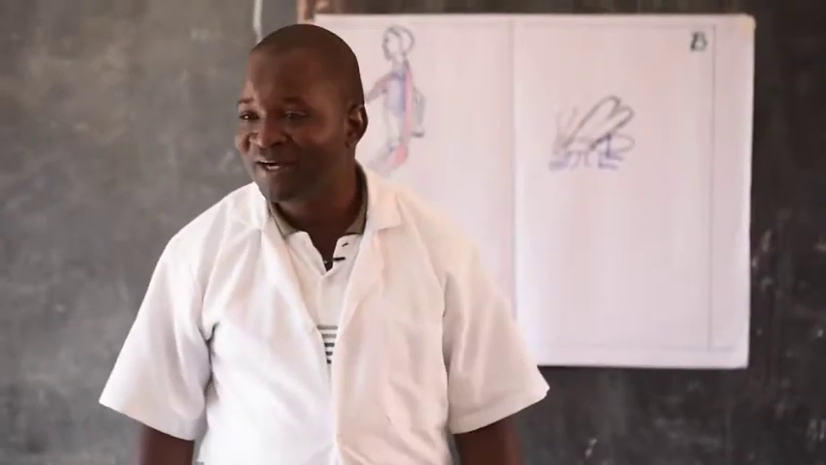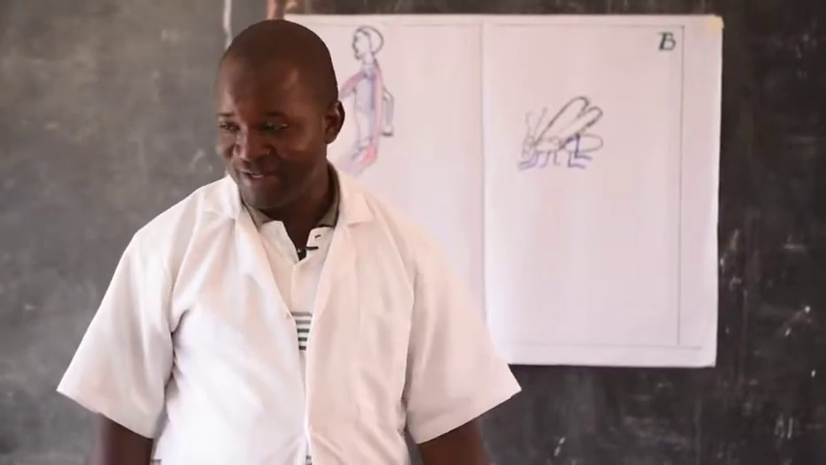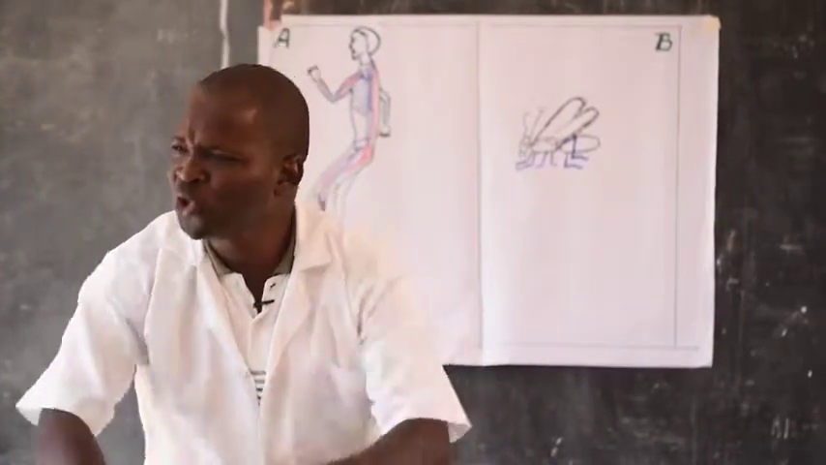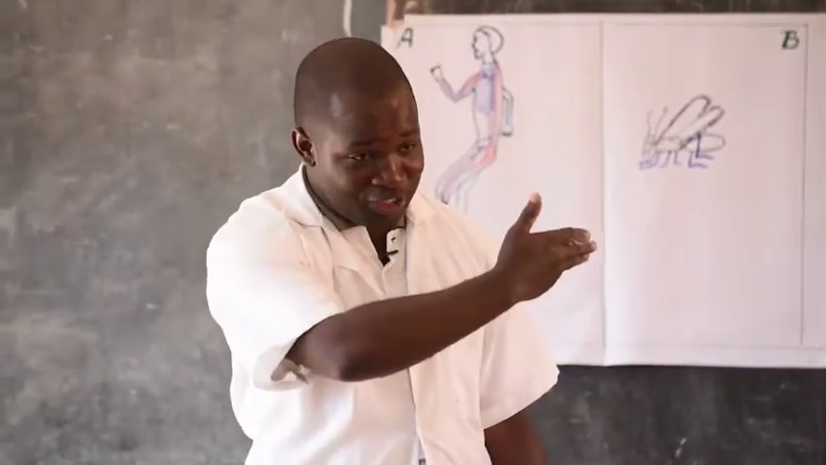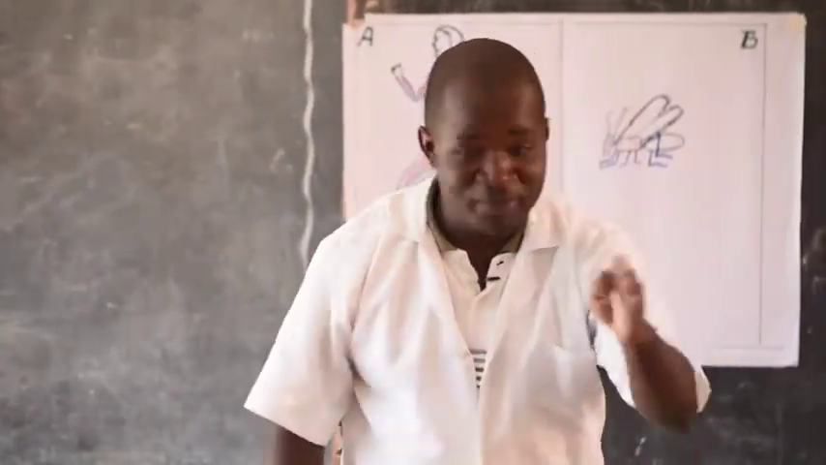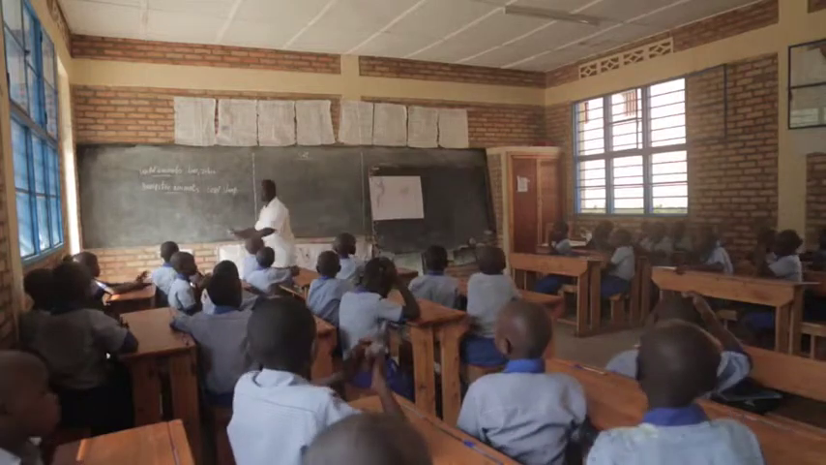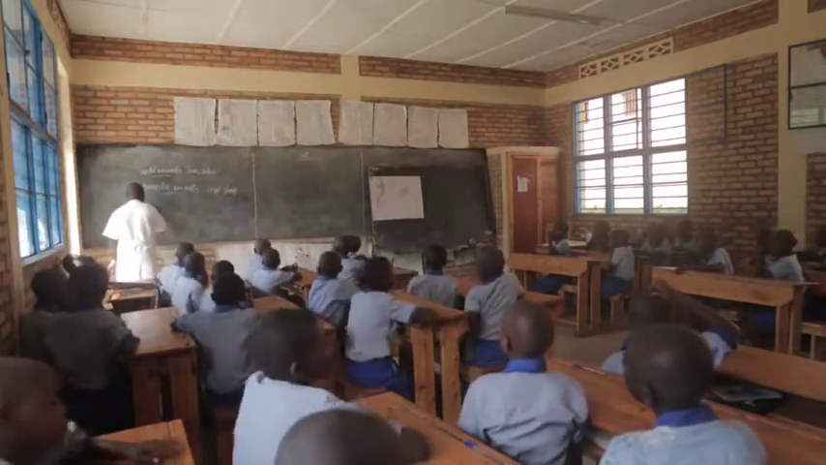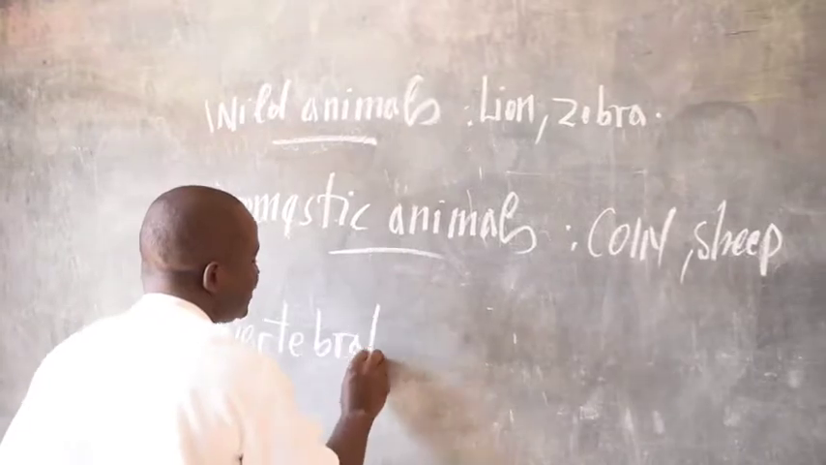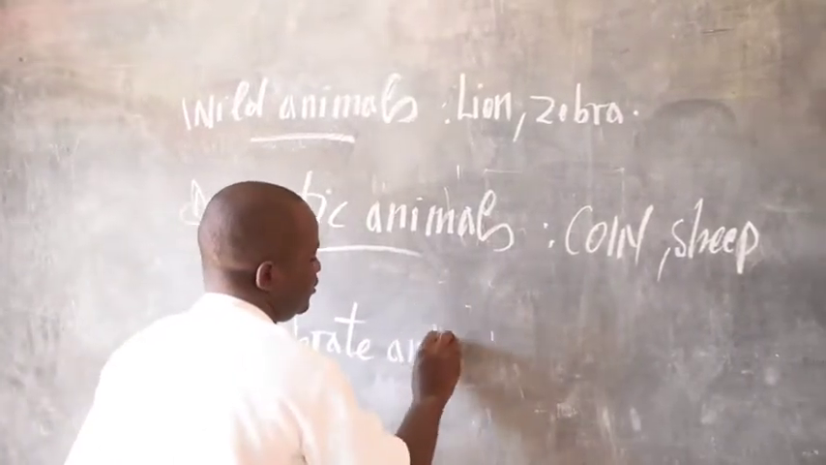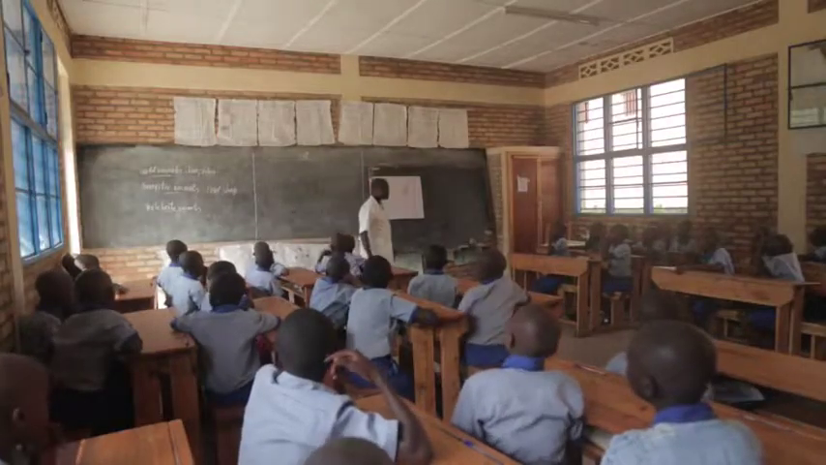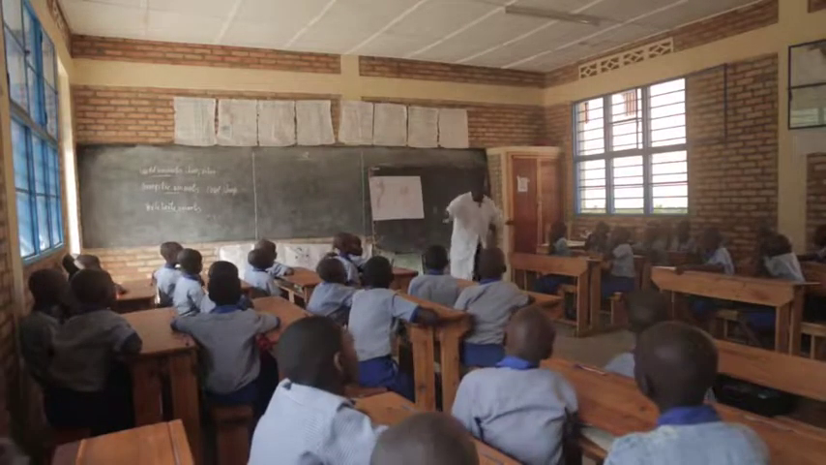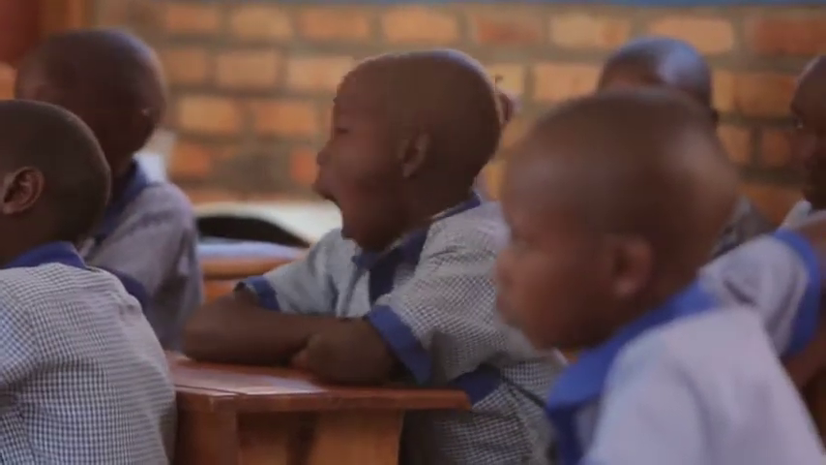Okay, who can help her? How do you call the animals that you studied in that lesson in P2, I think? Okay, Fabrice, help her. Invertebrate. Clap for Fabrice, please. All the animals that have backbones are called vertebrate. Repeat. Vertebrate. Vertebrate animals. Repeat again. That means all animals that have backbones are called vertebrate.